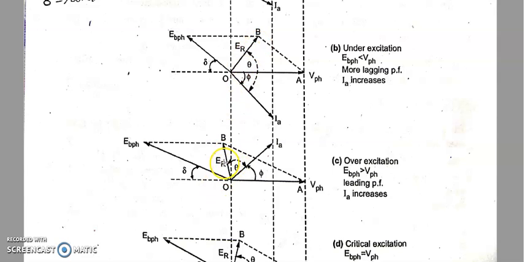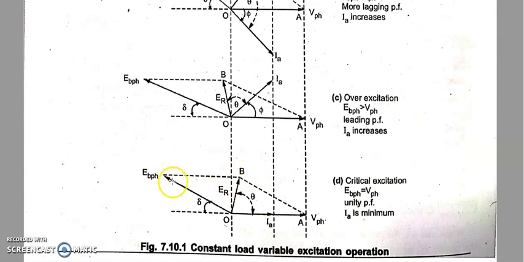Like I said, when I vary the excitation, your IA value gets affected, power factor angle phi gets affected, your ER gets affected, as well as your EB phase will get affected. Only one thing is not getting affected, and that is delta.